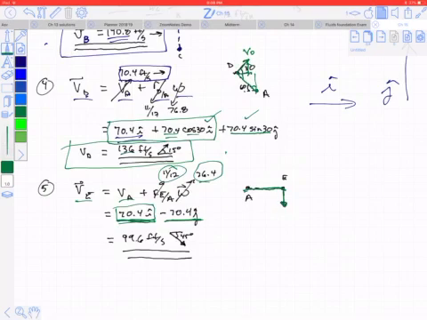Pythagorize that, and we get 99.6. Take the inverse tangent. That's one we can do in our head. If we have the same two numbers, it's going to be 45 degrees. There's VE.